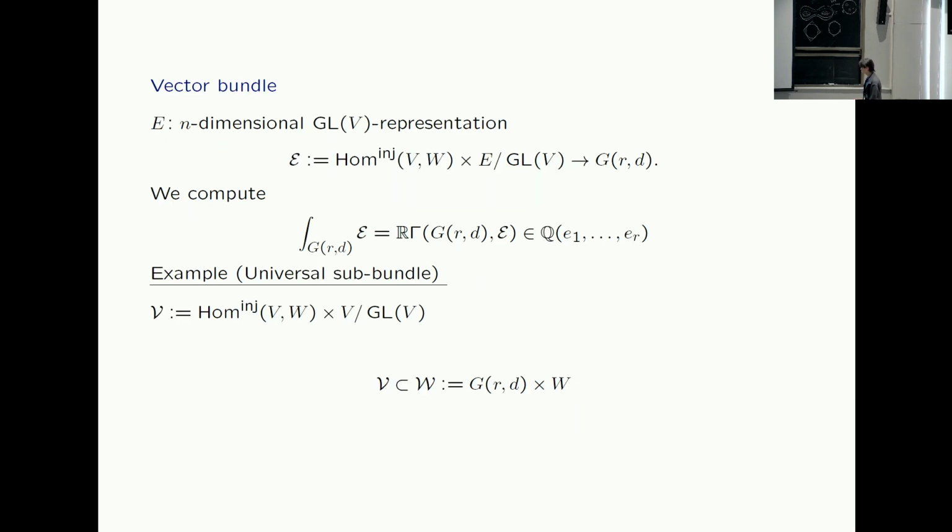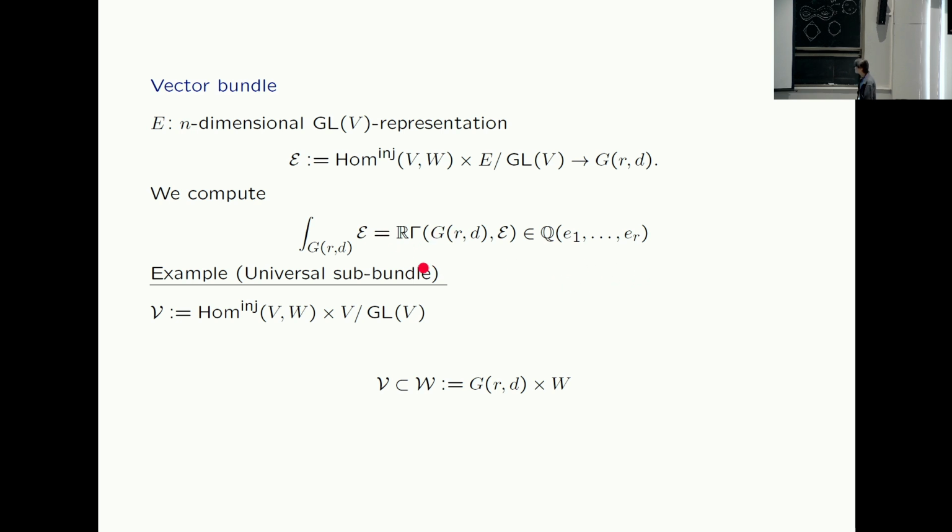So this is the prototype. But I'd like to introduce another formula called the residue formula. So let E be an n-dimensional GL V representation. Then we can define a vector bundle over the Grassmannian. Then we can consider the cohomology as a rational function over the equivariant parameters.